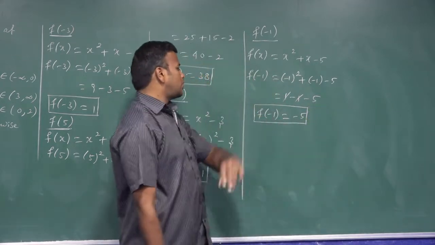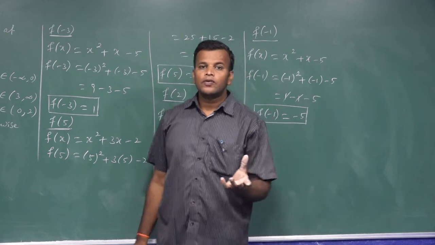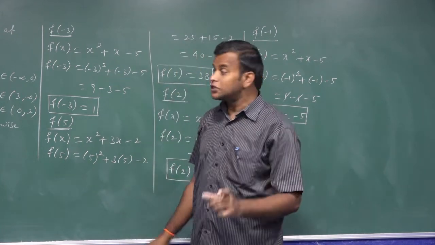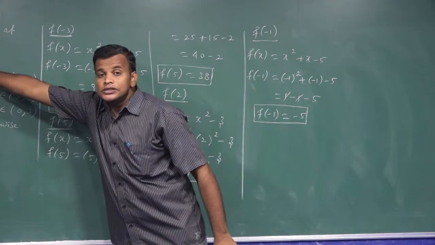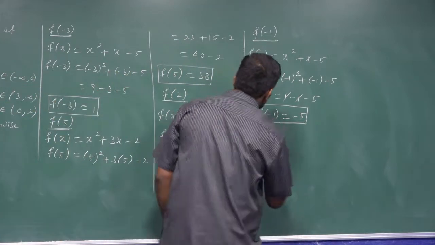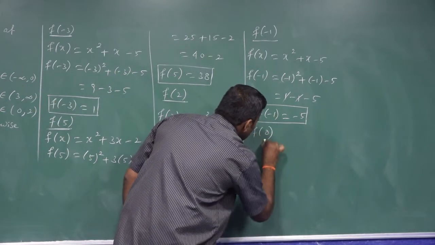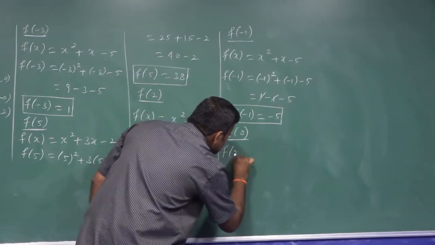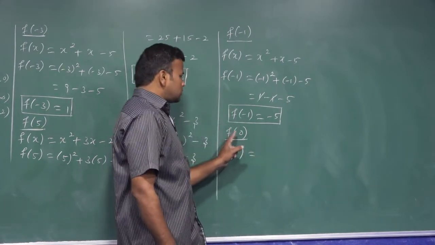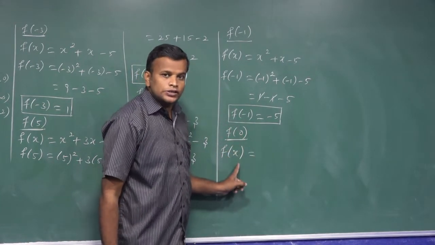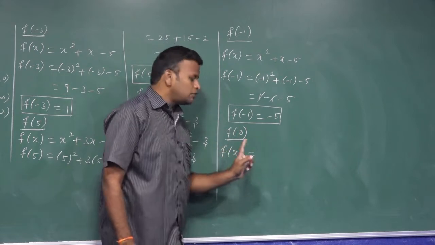So the value of f of minus 1 is minus 5. Now we find the last value, to find the function when the value of x is 0. So I put a heading f of 0. Next we check when x is equal to 0, how to define f of x.